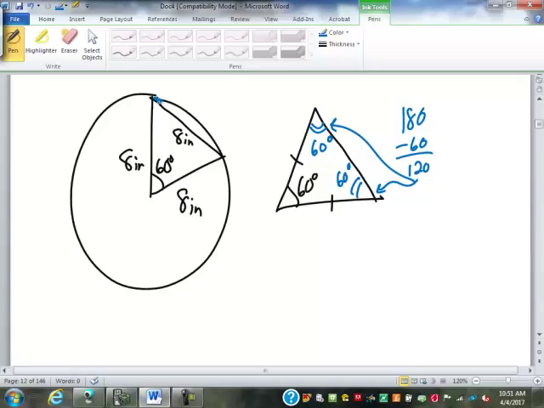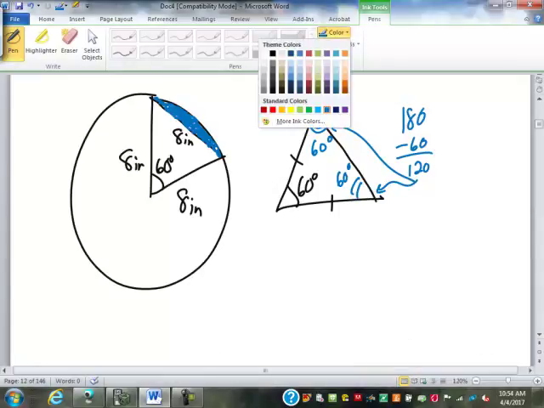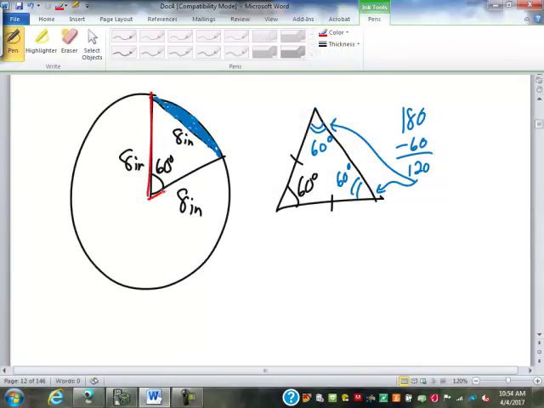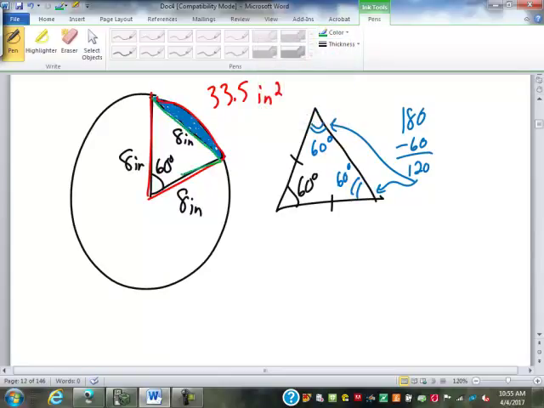I want you to find the area of that segment for me. I will pause for you. So you already know the area of the sector is 33.5, right? What do you need to know? The area of the triangle. How do you find the area of the triangle? We don't have a height. You can make a height.